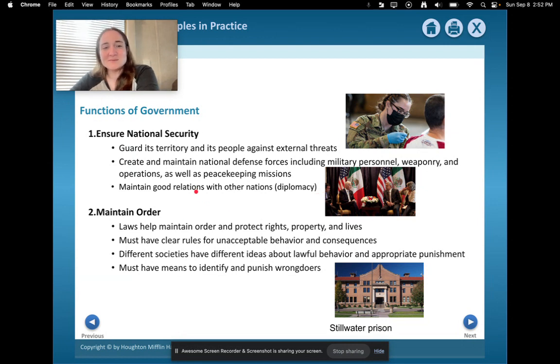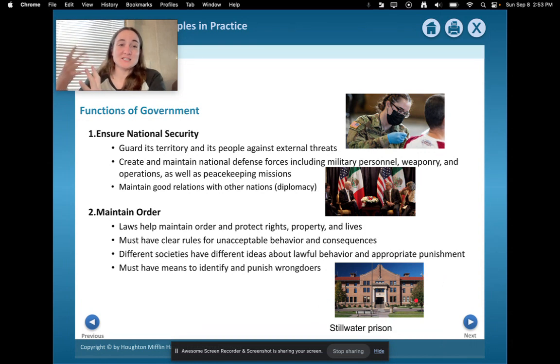And then 2 is to maintain order. So that's just laws that help maintain order and protect rights, property, and lives. Must have clear rules for unacceptable behavior and consequences. So if you do something bad, right, you usually go in front of like a judge, and people might even be sent to like jail or prison or like house arrest or something like that.